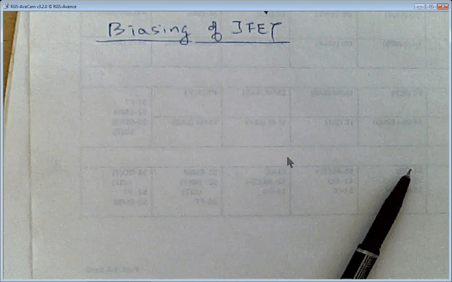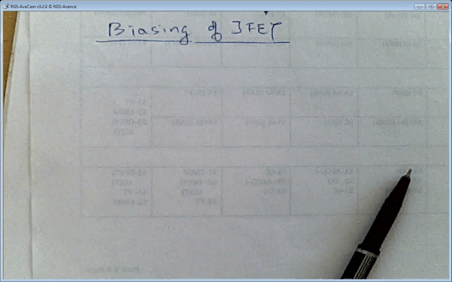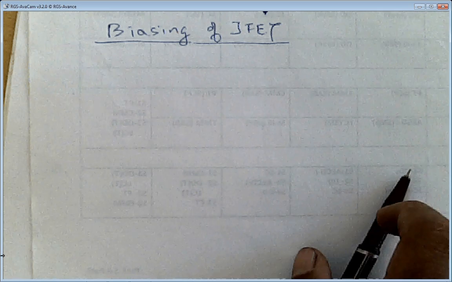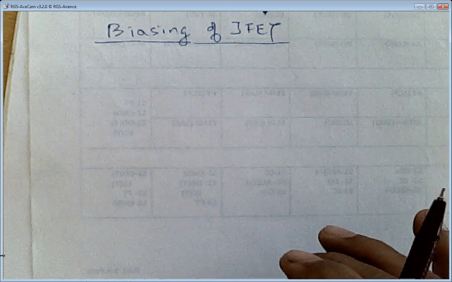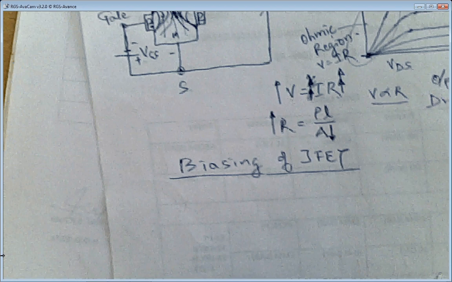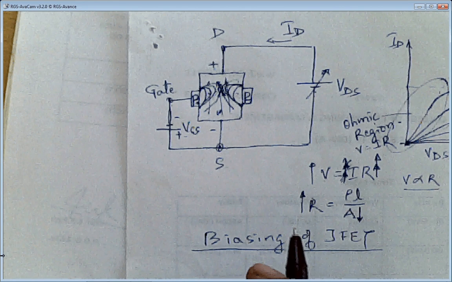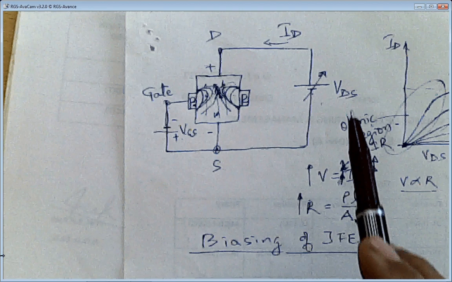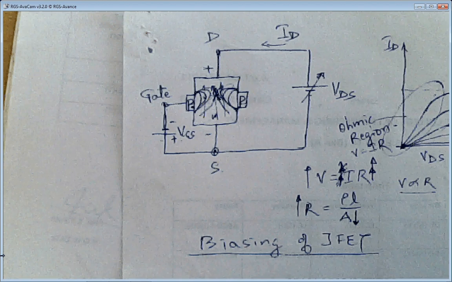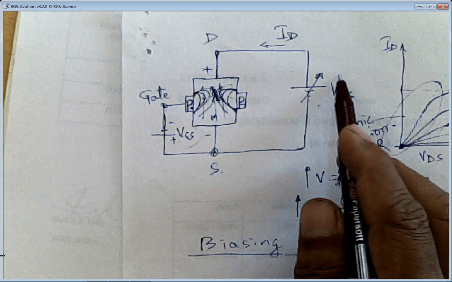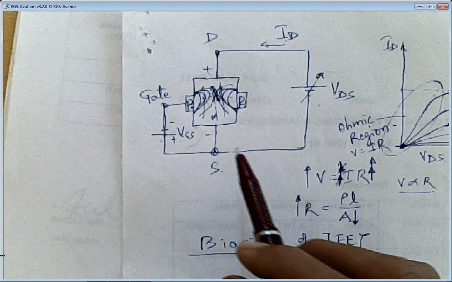So now we'll see the biasing of a JFET. What do you mean by biasing? Right now we had seen how the FET behaves, and this is the diagram we had seen: change in VGS, change in ID, change in VDS. These are the biasings, or the supply, given so that your transistor works.